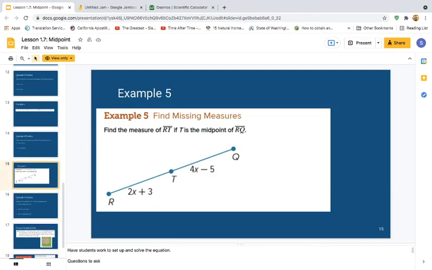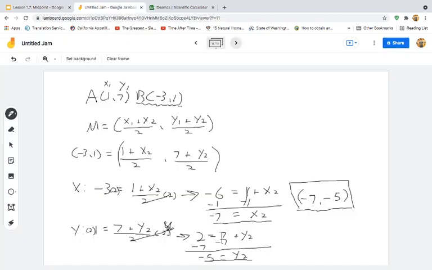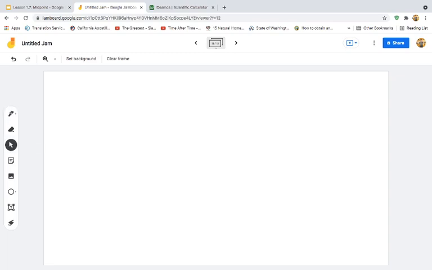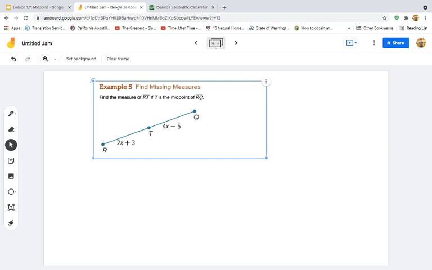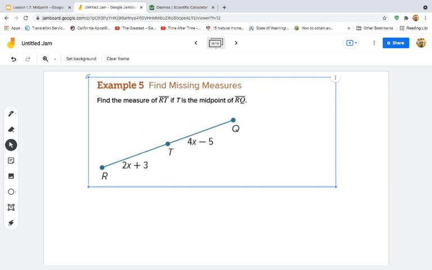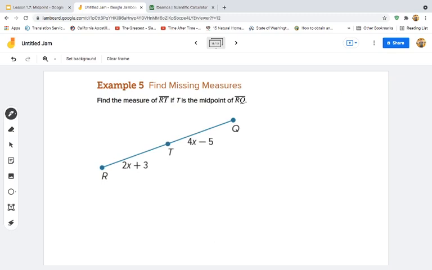So for this one here, let's see. Let's go ahead and copy it over to Jamboard. Okay. Bam. Okay. So it says find the measure of line segment RT if T is the midpoint of RQ. So if T is in the middle, by definition, it wants us to find what RT is, okay?